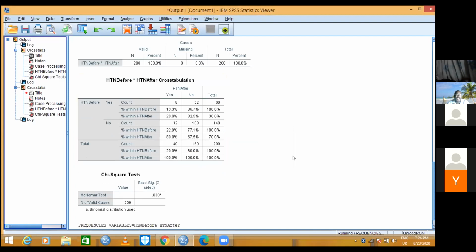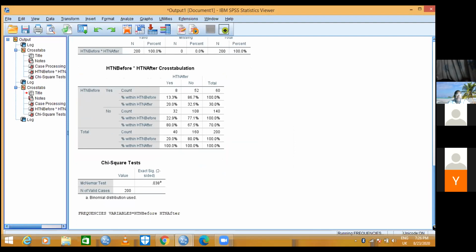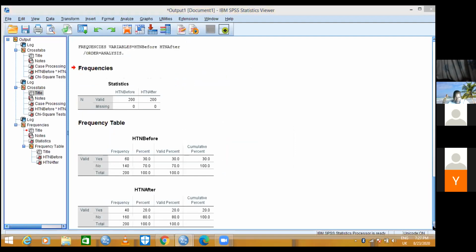So scroll down. Scroll down for us. This one is down. Your RAM is very small. That's why it's taking time. Still running the frequencies. Yes. And I'm thinking your RAM is small.